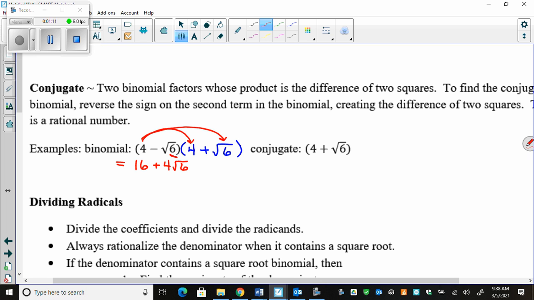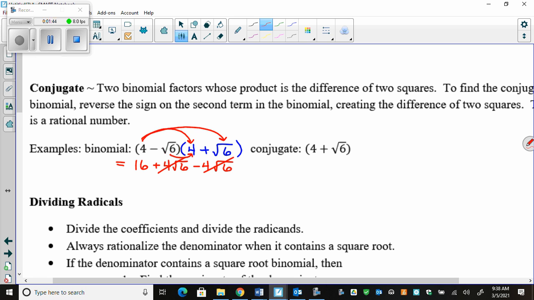Now, inner terms. Negative root 6 times 4. What would that be? Negative 4 root 6. What happens with these two middle terms? They cancel. Why did they cancel? Because I used the conjugate. Because I used the opposite sign, my outside two terms will be the opposite sign of my inside two terms multiplied, which means they'll always cancel. So if you use the same sign, they're not going to cancel. If you use opposite signs, they will cancel.